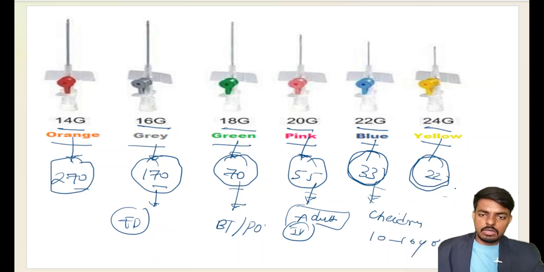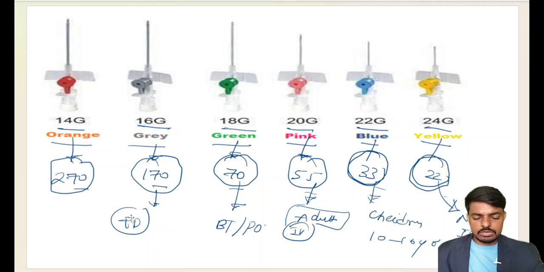Okay. And if the child is less than 8 years, you will always try to put the yellow color cannula to infuse the IV fluid and all. So this is used in neonates also. Neonates and infants. Very important. These are very important points you have to keep in your mind. The gauge and flow rate are very important to keep in your mind.